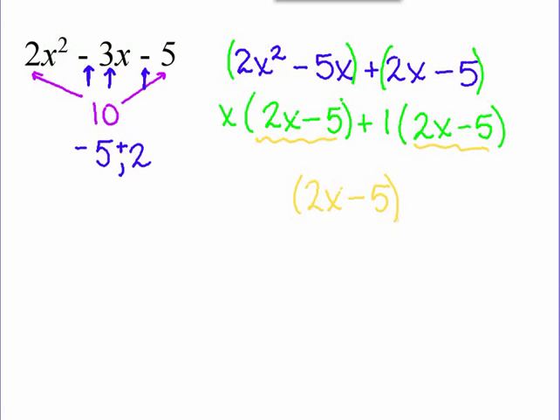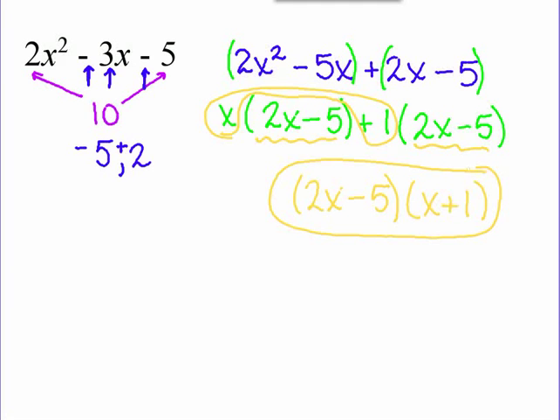My other factor will be what? x plus 1. There you go. And that is how you factor 2x squared minus 3x minus 5. So when it doesn't have equals 0, this is where you stop. Now if it had equaled 0, then you would have set each of them equal to 0, and what from there?